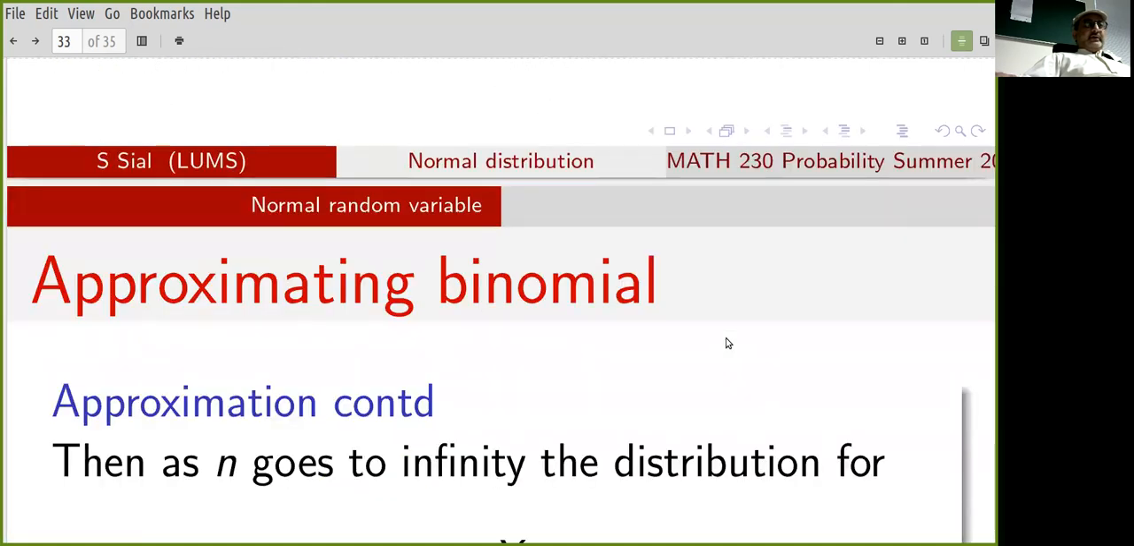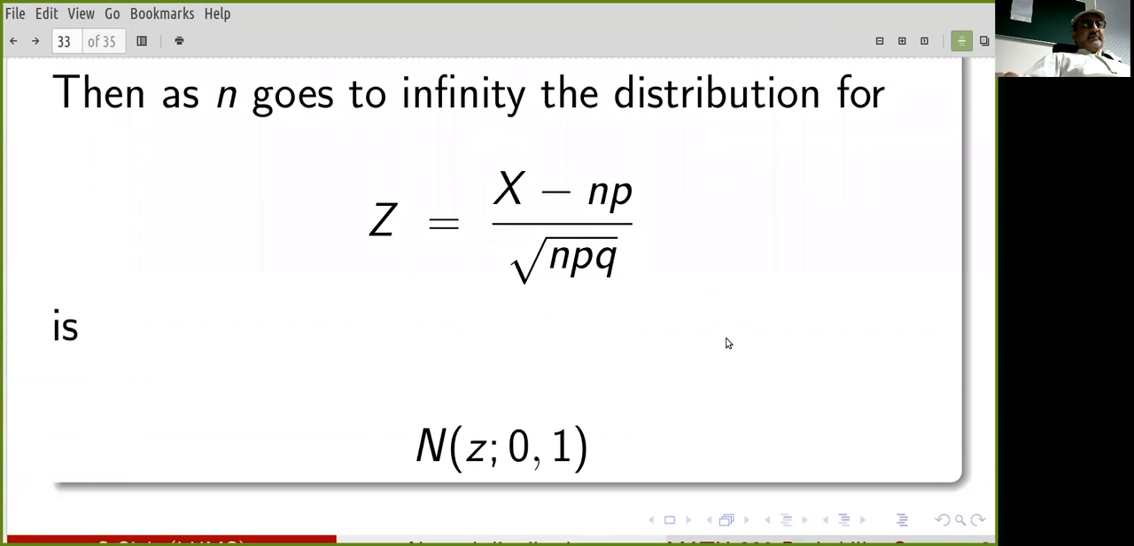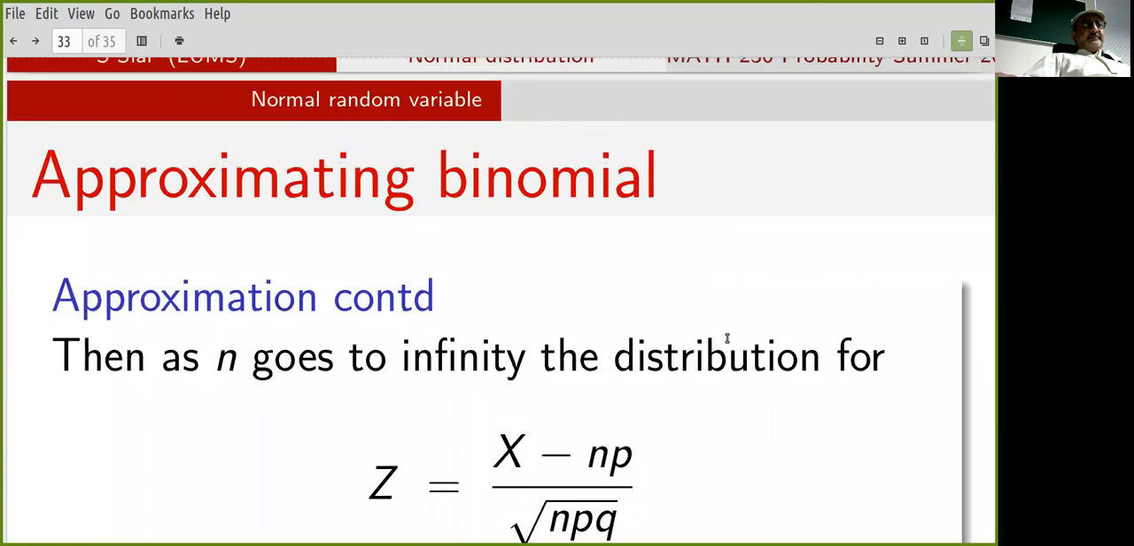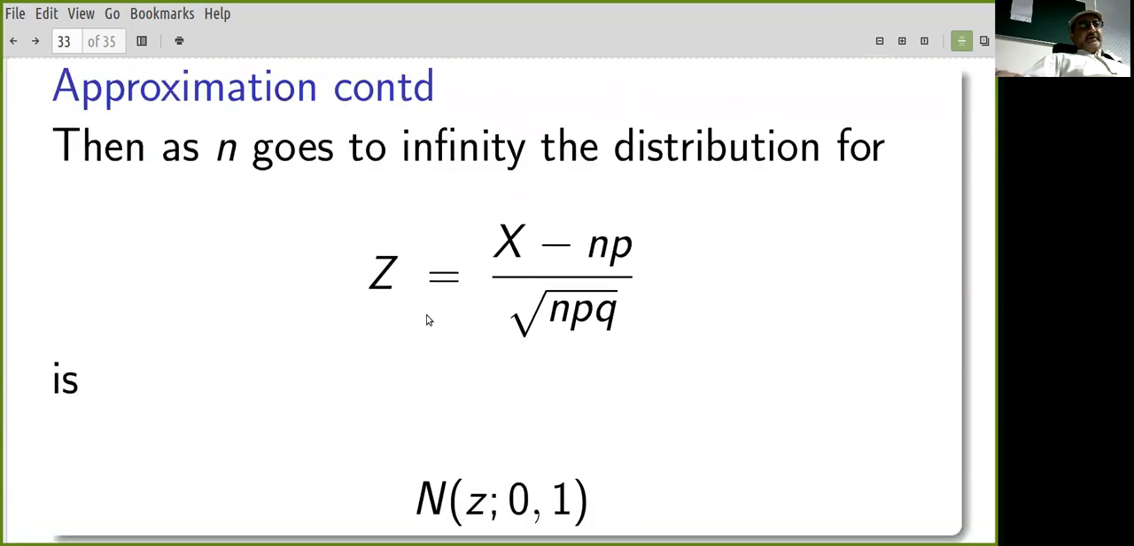Right. So now as the number of trials goes up to infinity, then the distribution for this new random variable Z equal to (X minus np) over root npq is the standard normal. Okay, in the limit as n goes to infinity.